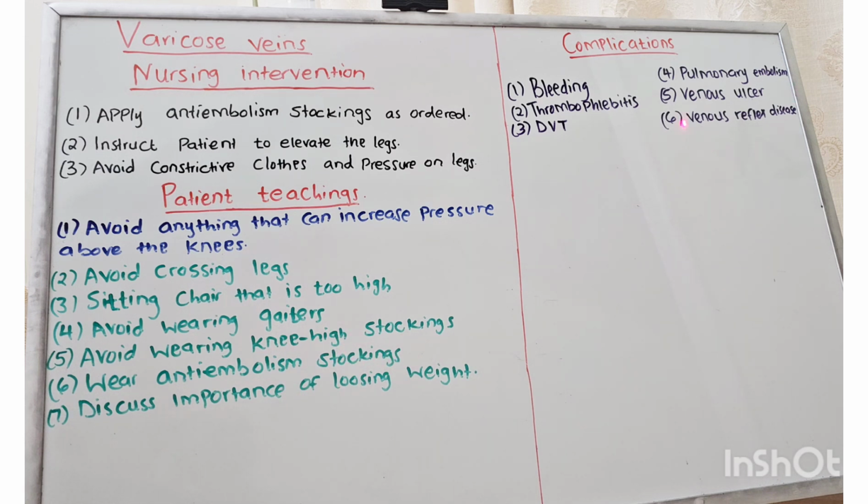Now let's talk about complications. If varicose veins are left untreated, they can lead to bleeding, thrombophlebitis, DVT, pulmonary embolism, venous ulcers, and venous reflux disease.